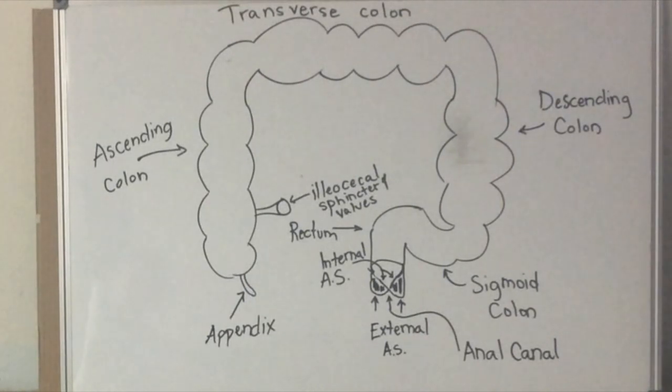The large intestine is segmented into small sacs similar to the small intestine. These sacs are known as haustra. They are larger and occur less frequently than those found in the small intestine.